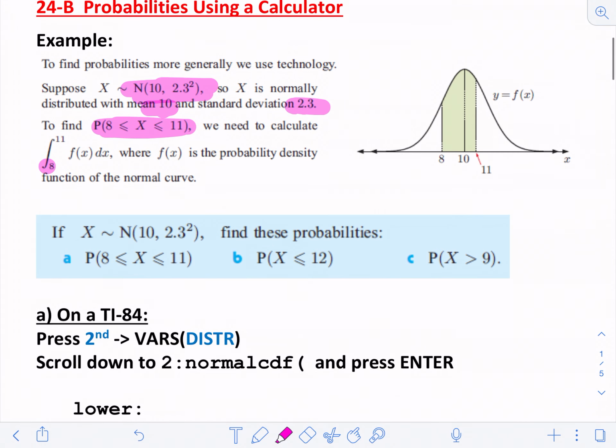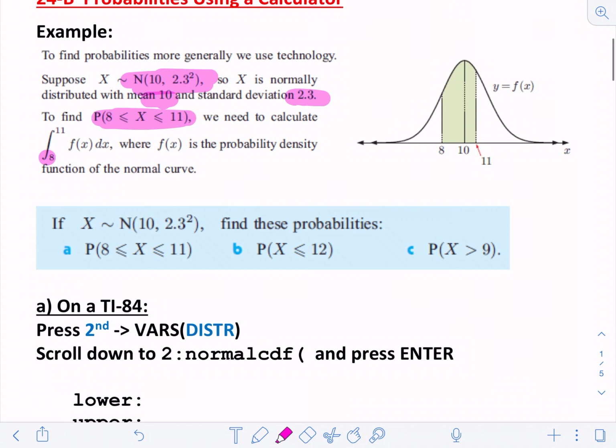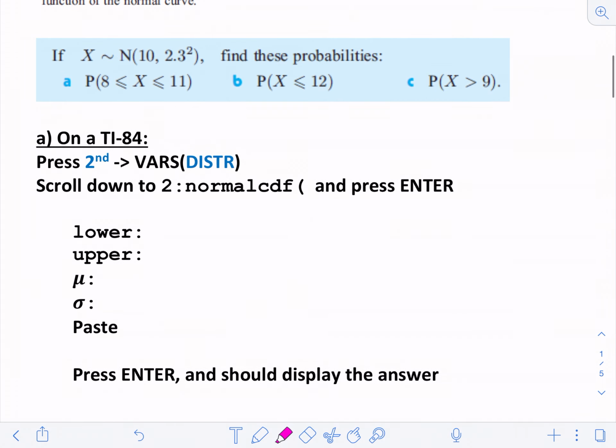So let's say we want to look at the normal distribution with a mean of 10 and a standard deviation of 2.3, and we want to look for the probability that x is between 8 and 11. So let's do that first. Very similar to what we did last time, we're going to go on your calculator, hit the second key and then the distribution key. And this time we're going to go down to number 2, which is normal CDF, the normal cumulative distribution function.